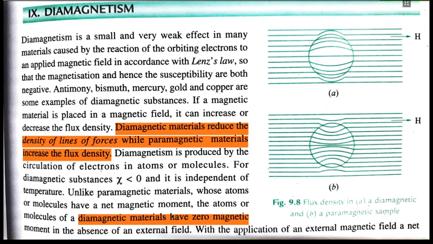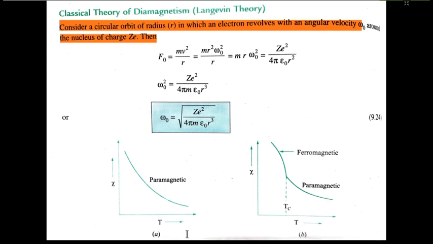The diamagnetic material has zero magnetic moment in the absence of an external magnetic field, and this is because there is no permanent dipole moment. As soon as the magnetic field is removed, the induced dipole moment also vanishes, and therefore in the absence of an external magnetic field, a diamagnetic material has zero magnetic moment. A very important concept to be remembered.